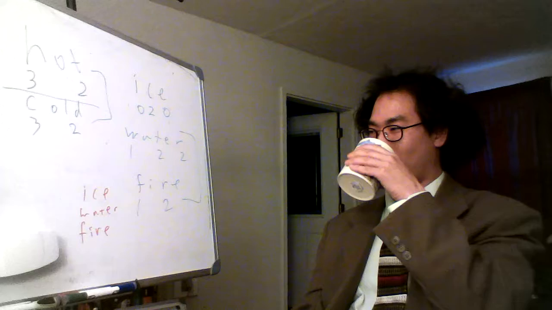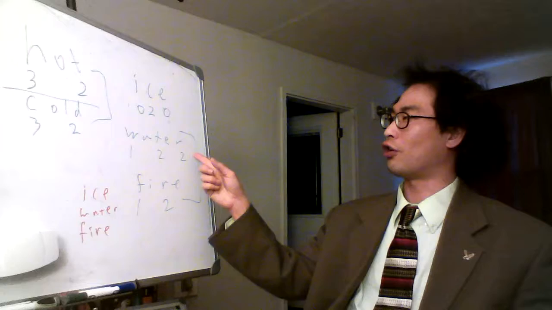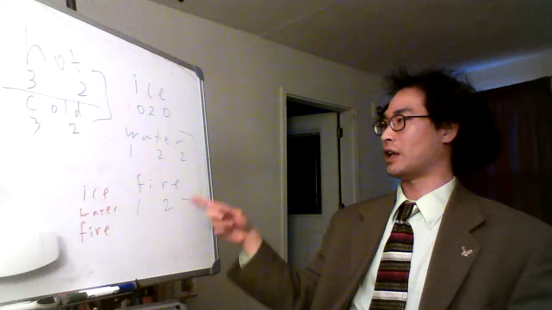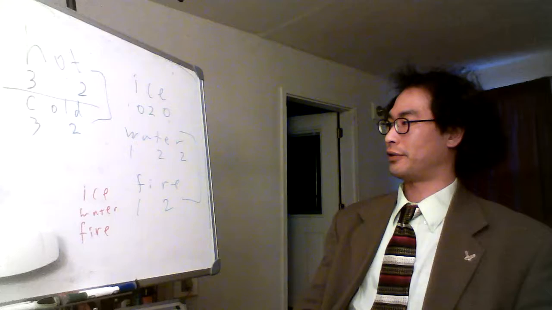So, water, 1 to 2, fire, probably they have the same origin, just like hot and cold have the same origin, because they belong to the same phonetic group, phonetic permutation group. 1 to 2, 1 to 2, okay?